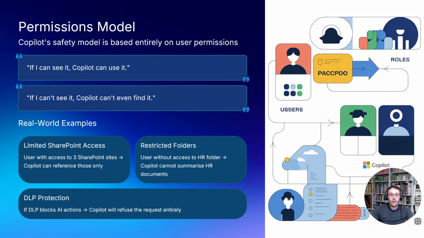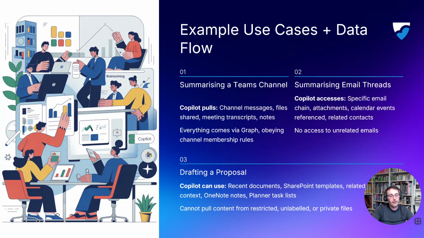So block AI actions, Copilot will refuse to request entirely. So we can go in and be creating trainable classifiers around HR information, and we can lock that down utilizing data loss prevention policies. And again, as MSPs, we can predefine these in advance in our baseline for Enforcer and our baseline tenant, and then push this out to our customers. And I think that adds huge value when we talk about structuring data.